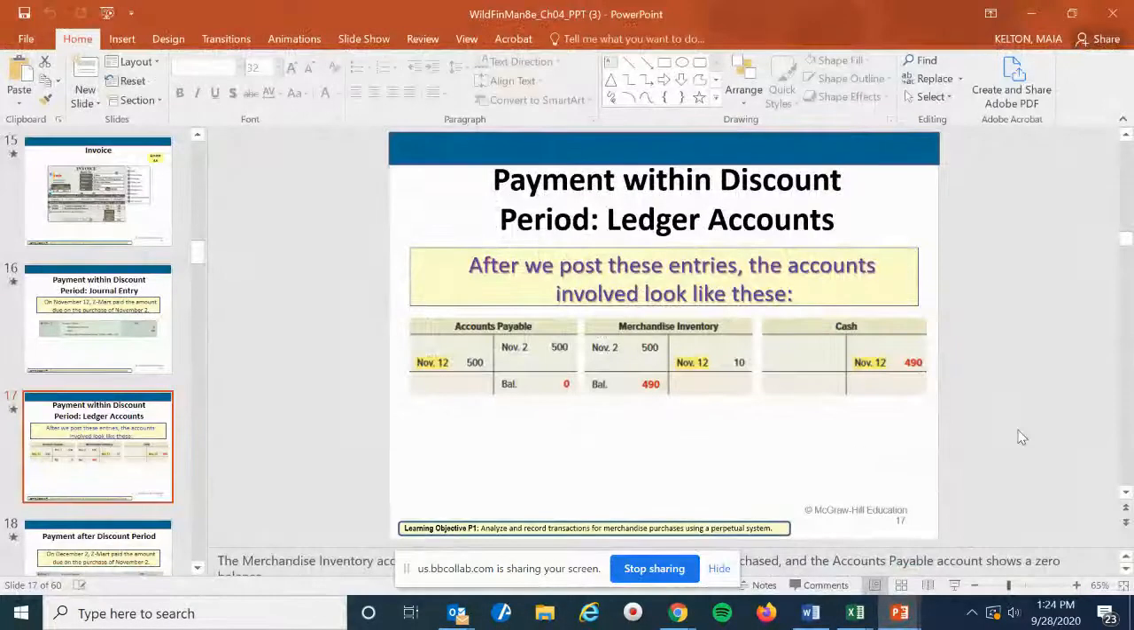Merchandise inventory is a current asset, or what did you say it was? Yes, merchandise inventory is a current asset. Okay, thank you.